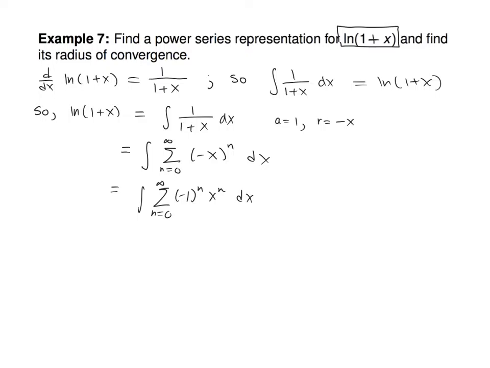And now what's the constant part and what's the part you integrate? The negative 1 to the n is the constant part and the thing you integrate is the x to the n. So that's the sum, n equals 0 to infinity, negative 1 to the n. What's the antiderivative of x to the n? Almost. x to the n plus 1 over n plus 1 plus some constant c.